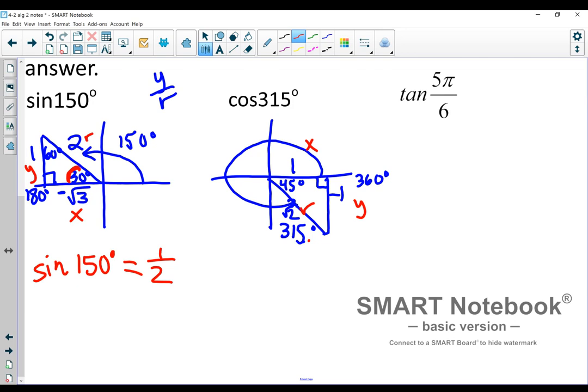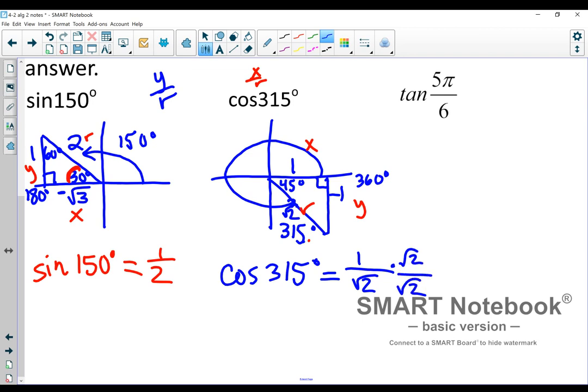If I am looking for cosine, I'm looking for x over r. And so my cosine of 315 degrees equals my x side is 1, and my r side is square root of 2. And then we need to rationalize by multiplying by square root of 2 over square root of 2. So the cosine of 315 degrees would be square root of 2 over 2.